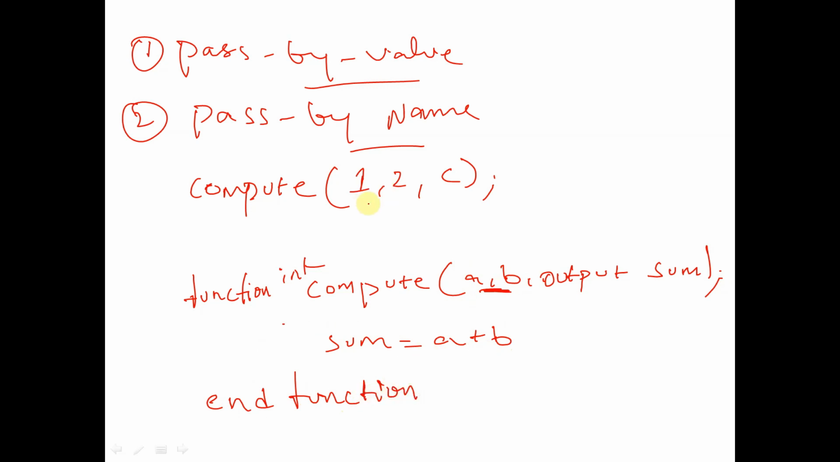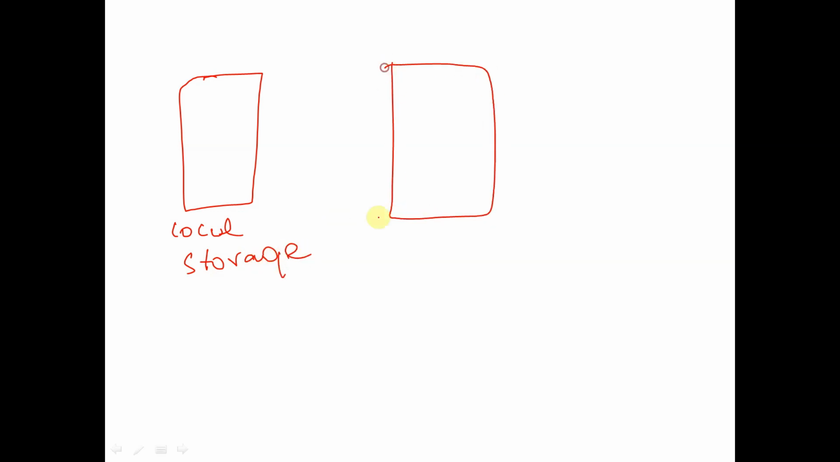So here what is happening is the value is getting stored into the variable a, and this value is getting stored into the variable b. So for variable a, local storage will be created. A local storage inside the function will be created for both the variables.